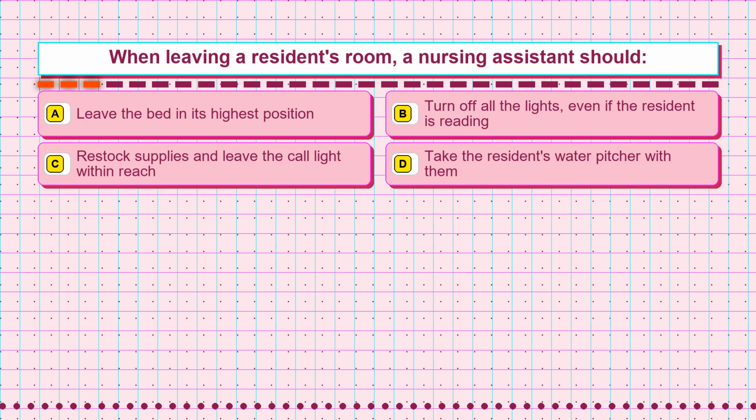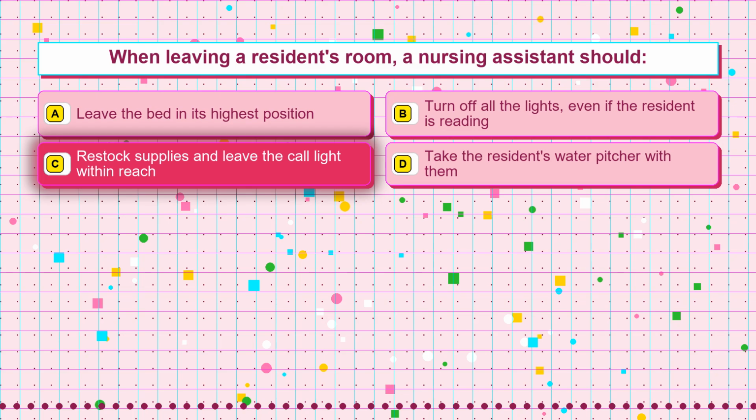Question 97. When leaving a resident's room, a nursing assistant should: Option A. Leave the bed in its highest position. Option B. Turn off all the lights, even if the resident is reading. Option C. Restock supplies and leave the call light within reach. Option D. Take the resident's water pitcher with them.